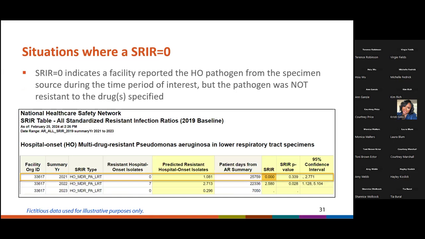SRIR equals 0 indicates the facility reported the hospital onset pathogen from the specimen source during the time period of interest, but the pathogen was not resistant to the drug specified. In our multi-drug resistant Pseudomonas aeruginosa and lower respiratory tract specimens example, the SRIR was 0 for 2021. This indicates that Pseudomonas aeruginosa was isolated from lower respiratory tract specimens in 2021, but none of those isolates met the definition for being multi-drug resistant.